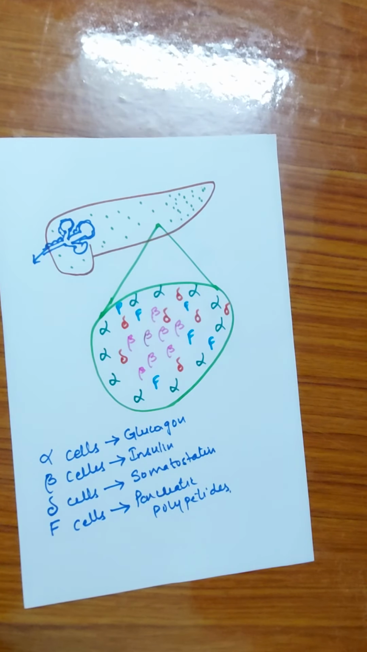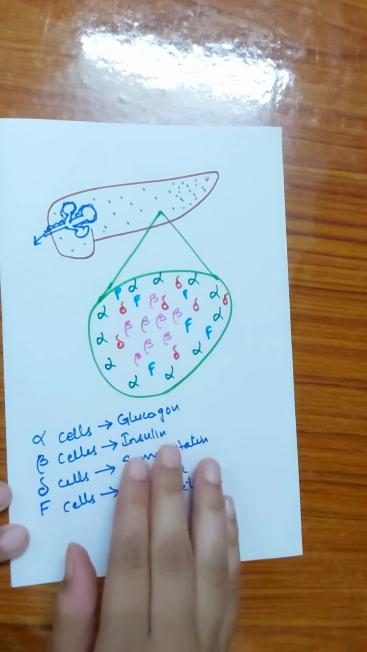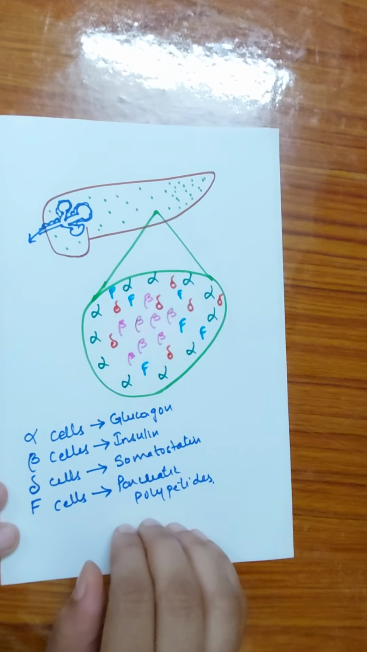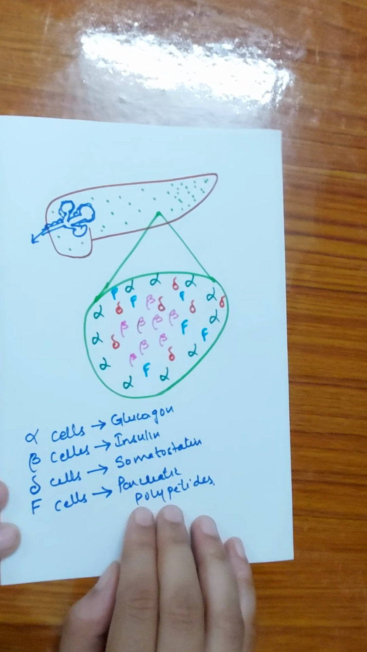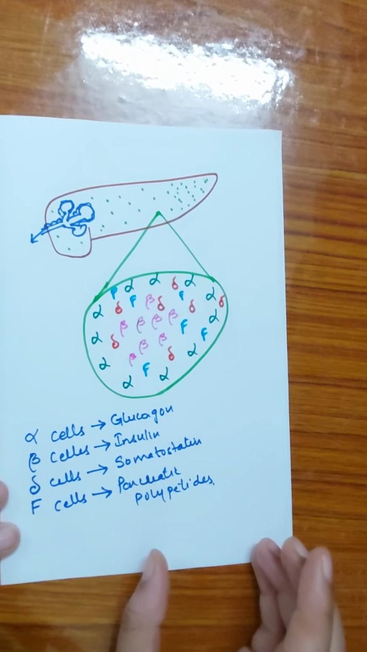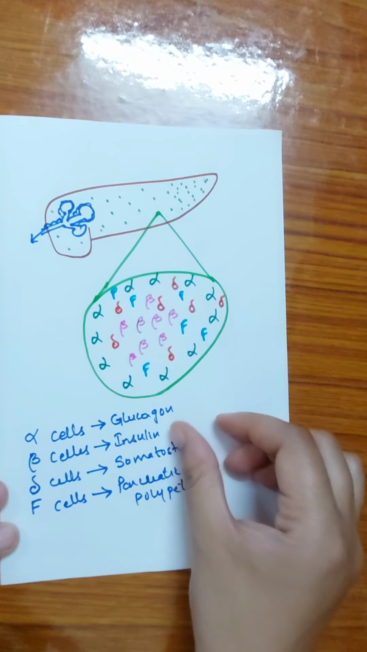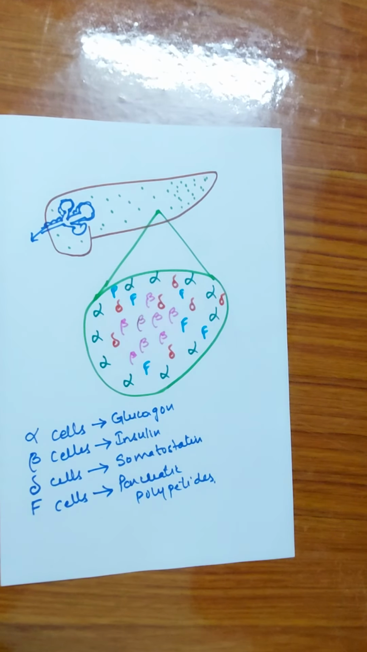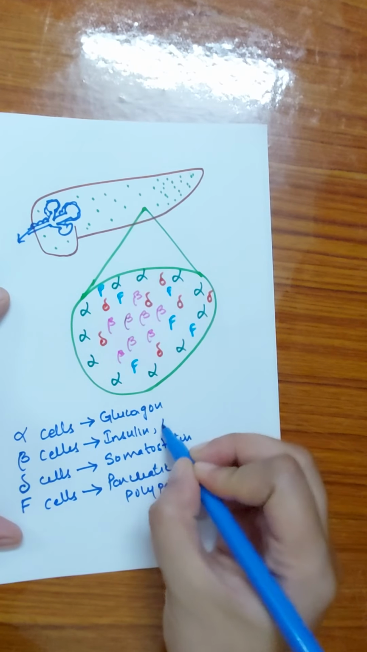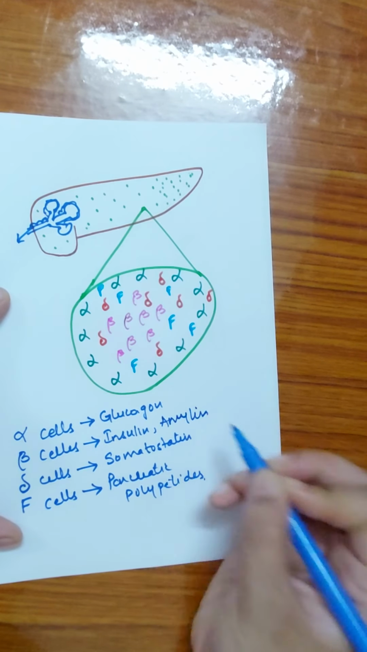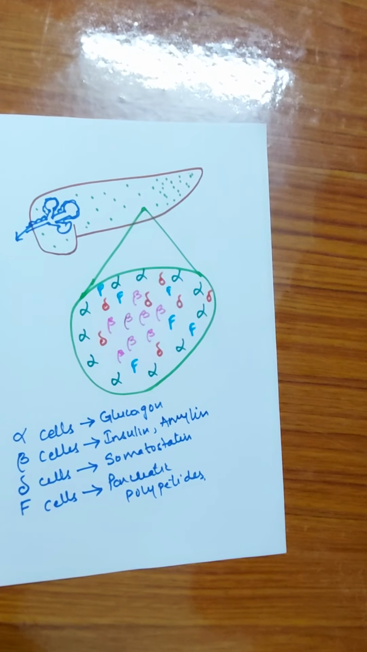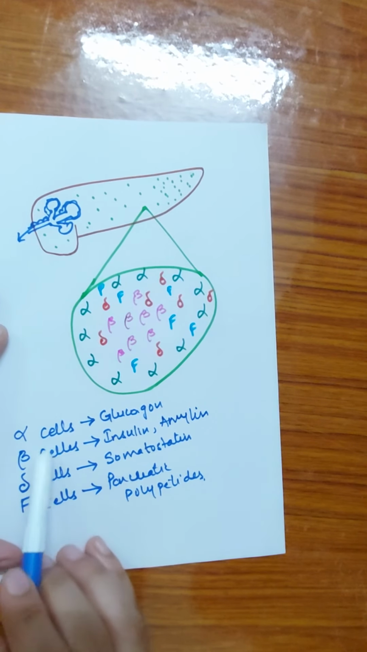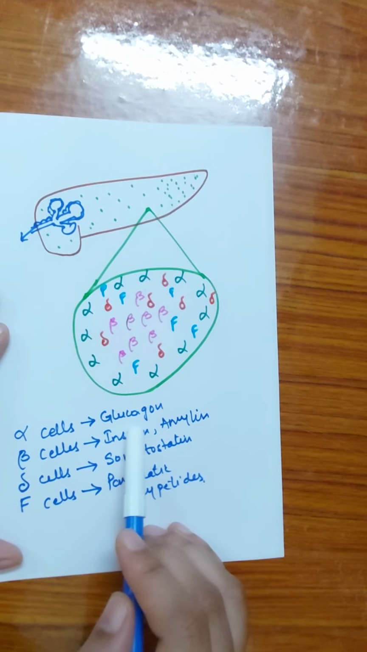Now, what is the work of glucagon, insulin, somatostatin, and pancreatic polypeptide? Just ignore pancreatic polypeptide; we do not have any such role for it. Just focus upon glucagon, insulin, and somatostatin. One more important thing: beta cells not only release insulin, they also release one more important hormone, that is amylin. Now, what is the role of alpha cells? They produce glucagon.